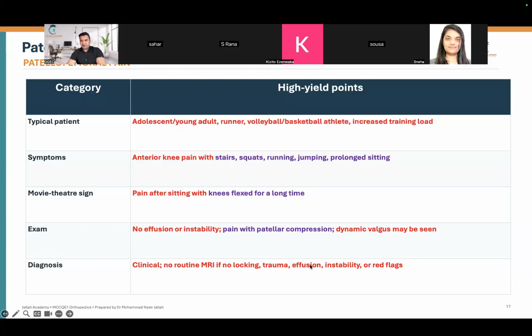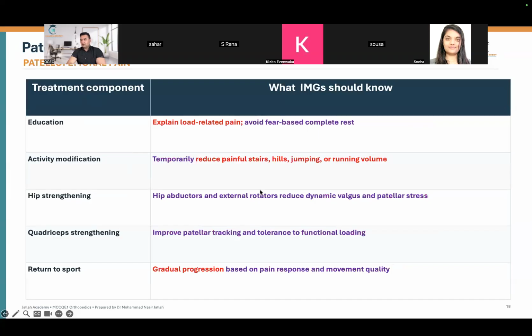Red flag. For red flag, what do we do? We escalate. So we can use X-ray, we can use MRI if we have to. But if you don't have red flags, no MRI. Patellofemoral pain treatment plan. Again, education always on top of your list. Please remember it, because they really love to test you on this. If you don't educate anyone, the treatment will fail.